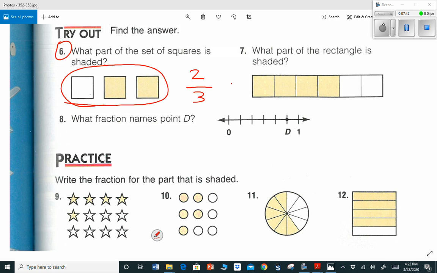Number 7 has one thing, but it's divided into 1, 2, 3, 4, 5, 6 parts. So that's your denominator. And 4 of them are shaded. So your answer for that would be 4/6. And I know some of you, especially parents out there, are wanting to call that 2/3, but we're not there yet. 4/6 is the correct answer for now.